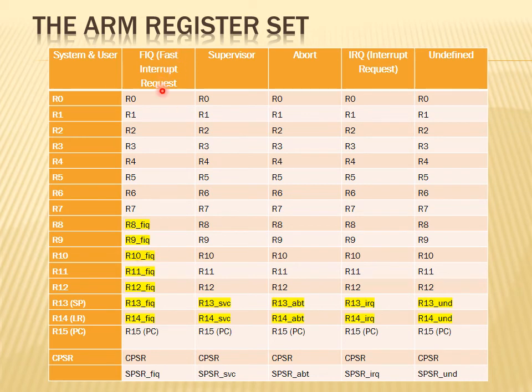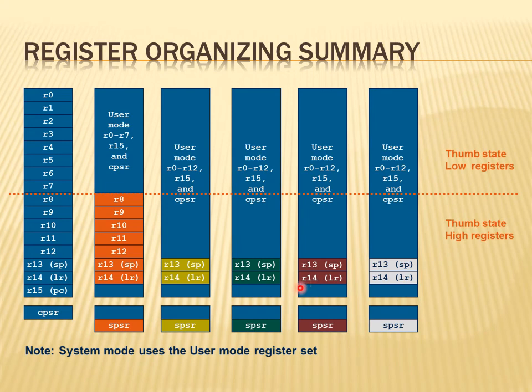This is applicable to the fast interrupt request. SVC stands for supervisor. ABT stands for abort. IRQ stands for interrupt request. UND stands for undefined. So this is how the register set looks like. And again it has been shown here in a different way.